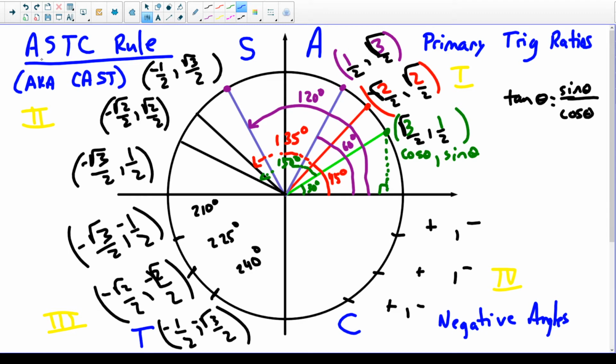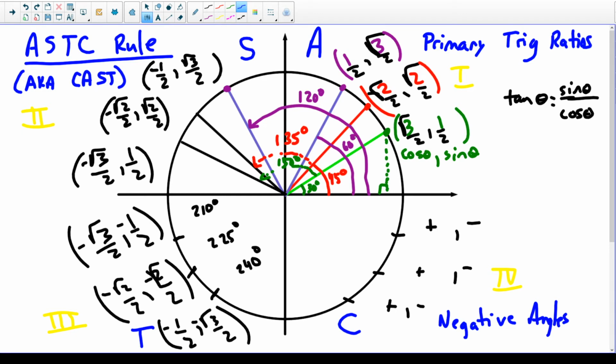They used to call this the cast rule. Now, I don't like calling it the cast rule because, and it does spell the word cast if you start from the fourth quadrant going counterclockwise, but we don't measure the angles starting from the fourth quadrant. We always measure them from the first quadrant. So I didn't want to call it the cast rule because I was messing up some students thinking, oh, well, all the normal angles are down here. No, your starting angles are here.